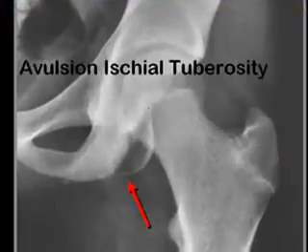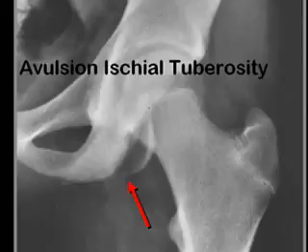There is an avulsion fracture of the ischial tuberosity. The red arrow is pointing to the avulsed fragment where the hamstring muscles attach. This was a young athlete.